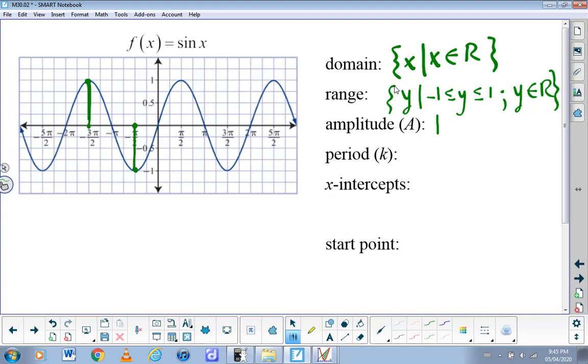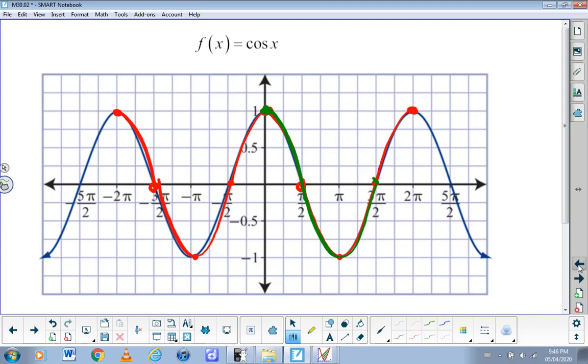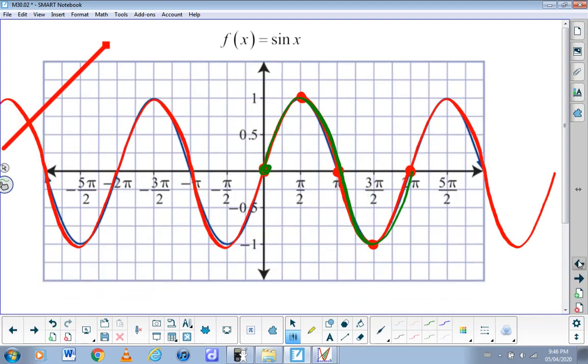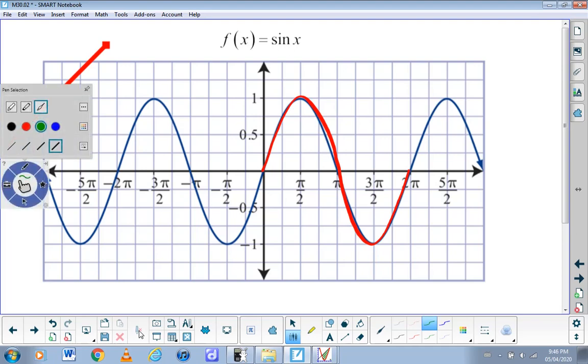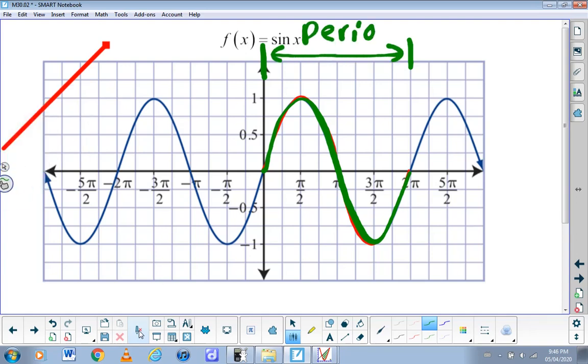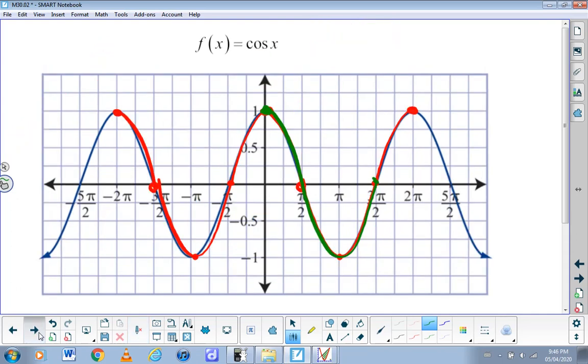The period is the distance. I want to go back to this particular graph. I'm going to get rid of everything except for that piece, and I'm even going to highlight it for you. Up, down, down, up. This distance is called the period. So however long it takes horizontally for the pattern to start repeating is the period, and we can see that the period is 2 pi.